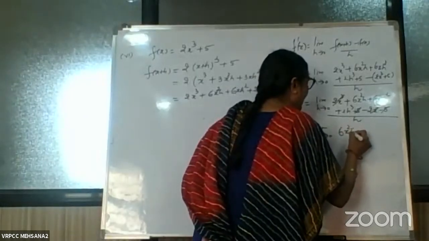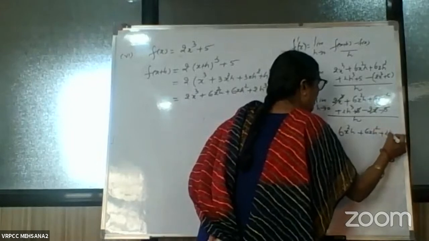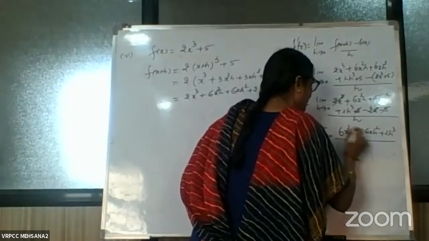6x square h plus 6x h square plus 2h cube upon h.